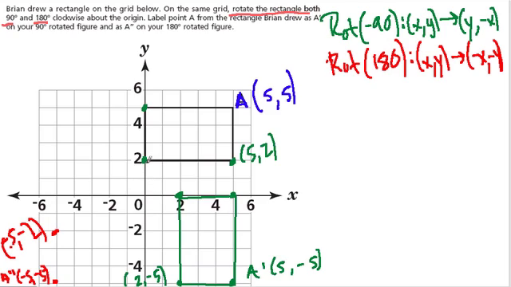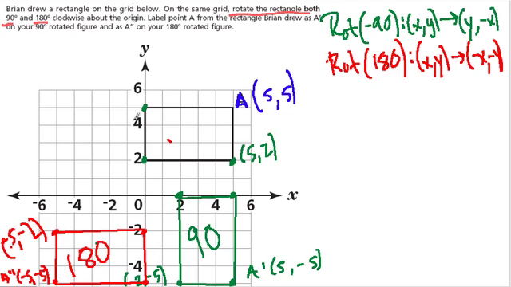The point 0, 2 should become 0, negative 2, right here. It's getting mapped 180 degrees. And then 0, 5 should become 0, negative 5 down here. If we connect these points, we get a rectangle that looks like this, this red one right here. So that's been rotated 180 degrees, while this rectangle has been rotated 90.